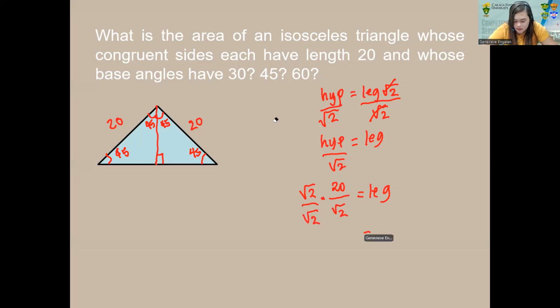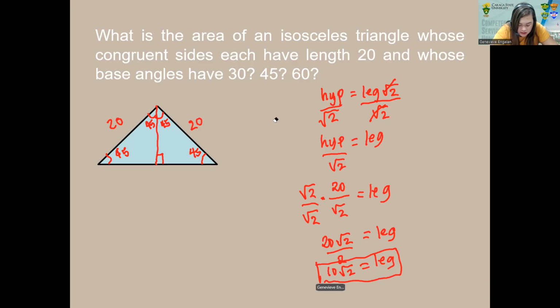So, this will become 20 times 10 square root of 2 over 2. So, ang leg nato is equal to 10 square root of 2. Kumo na siya tong leg. So, this is 10 square root of 2 as well as this one, 10 square root of 2.